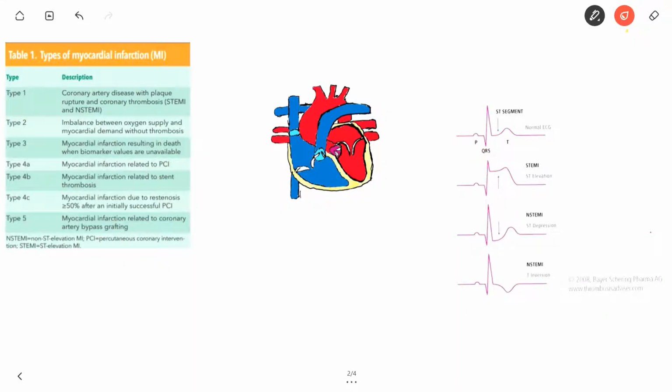Now obviously, if you want to learn more about the type 1 myocardial infarction, you should check out my previous video, like I said before. But this is just an overview so that you can understand and compare the remaining types of myocardial infarctions. So type 1 myocardial infarction is when you have coronary artery disease with plaque rupture and coronary thrombosis.